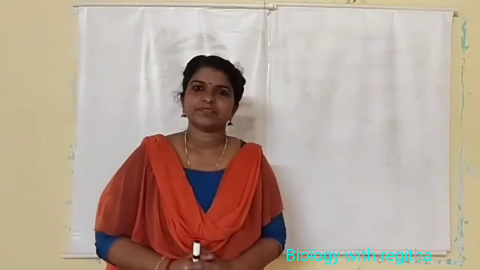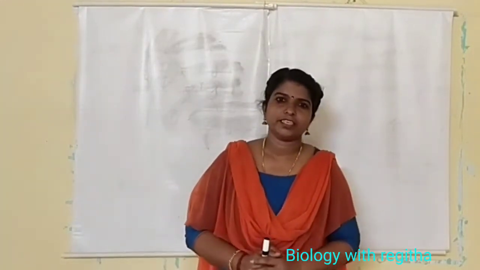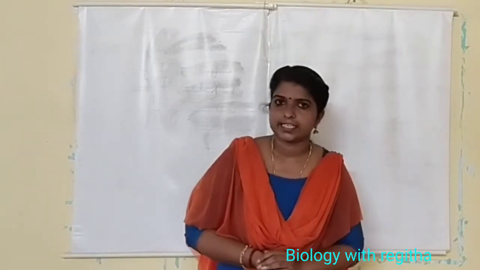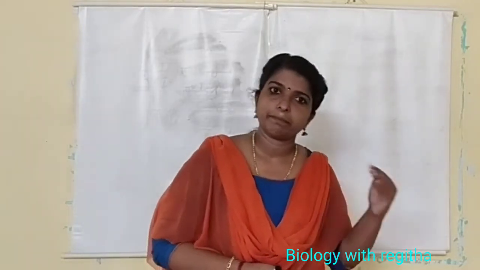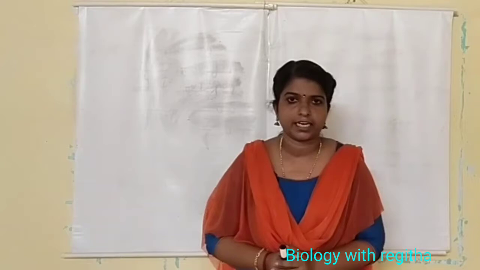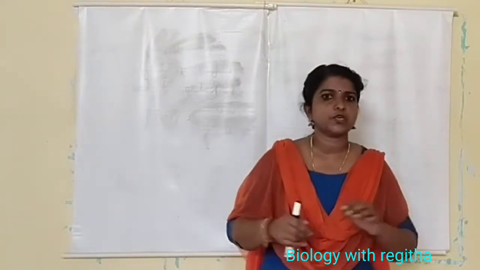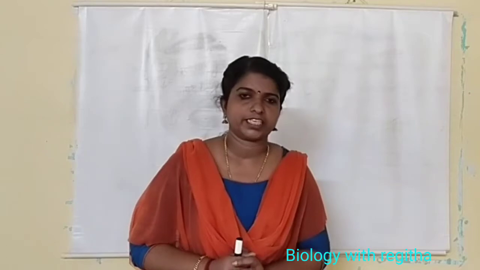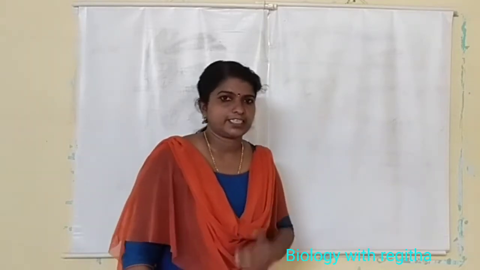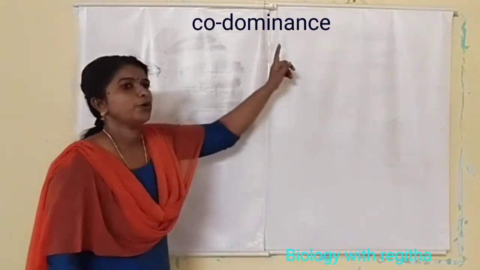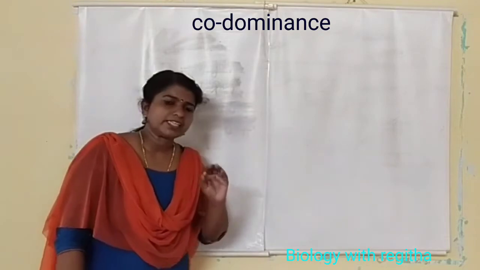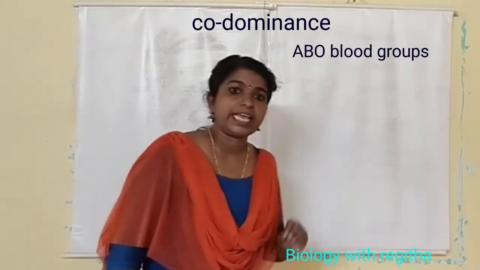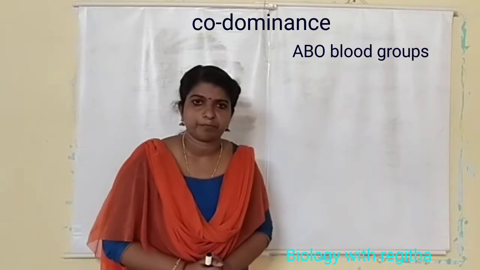Hi students, today I am here with another type of inheritance pattern. We already discussed the inheritance pattern in pea plant and snapdragon. In pea plant it is complete dominance, whereas in snapdragon it is incomplete dominance. Today we can discuss another type that is known as codominance. The best example for studying codominance is the human blood group, the ABO blood group system.